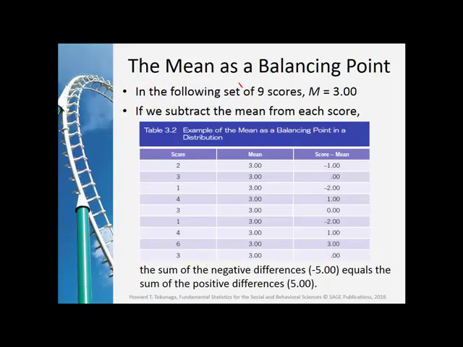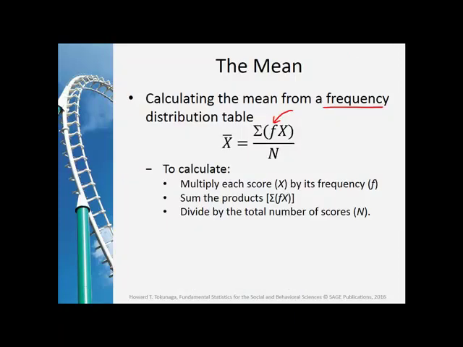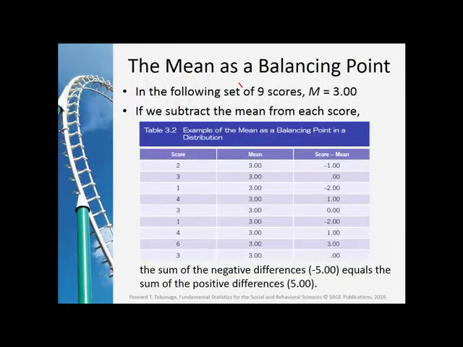Here's one that they did. Okay. Here's a frequency distribution table. They want to make a point here. One of the points that they want to make is that the mean as a measure of central tendency is unique because it provides us with a balancing point or a tipping point.